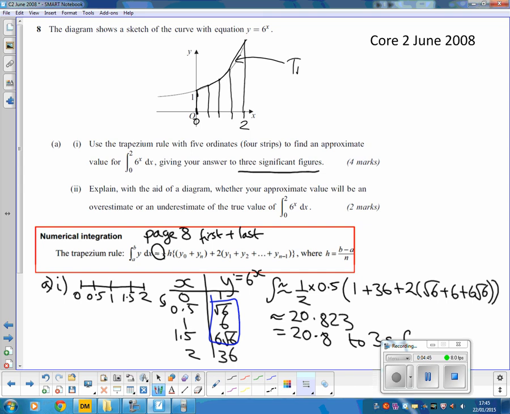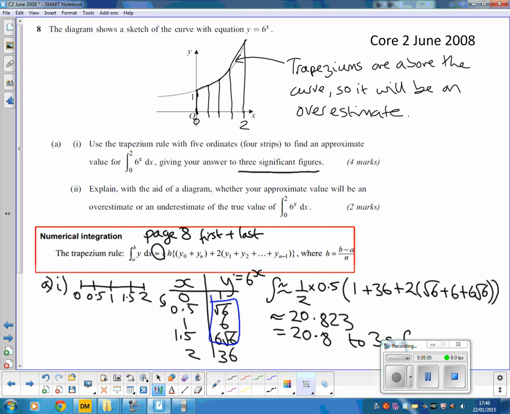So the trapeziums are above the curve, so it will be an overestimate. Okay? Now you'll put that in your answer space. I've used that handy diagram. You may be given a diagram to draw on in the exam. But make sure we draw in our trapeziums and show that it is an overestimate.